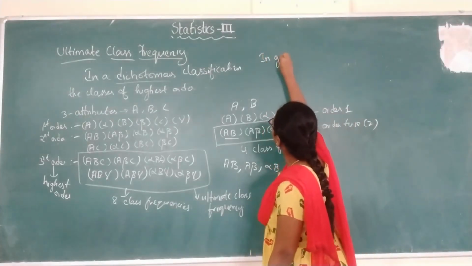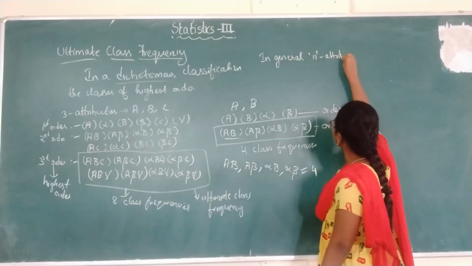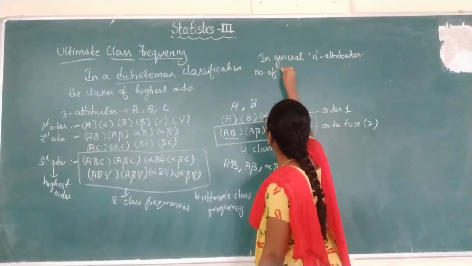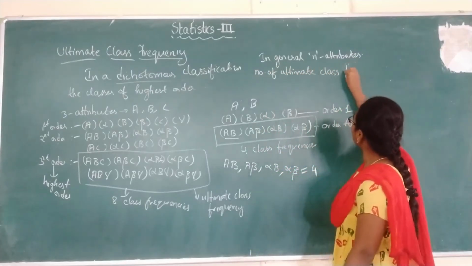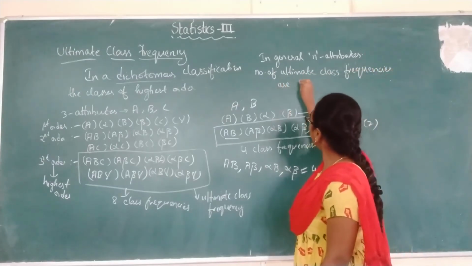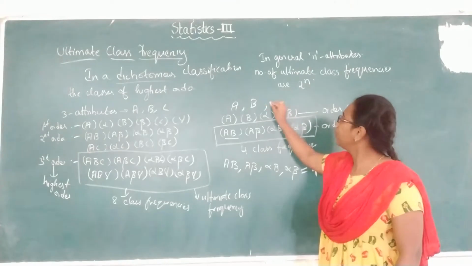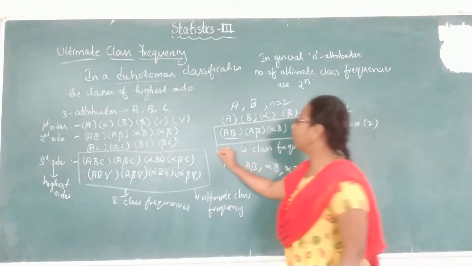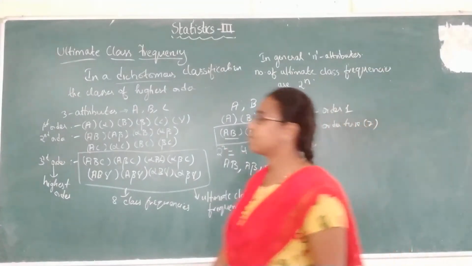So in general, whenever you have n attributes, the number of ultimate class frequencies you will be getting is 2 power n. So here, what is the n value? 2 attributes means n equals 2. So 2 square is 4. So you got a total of 4 ultimate class frequencies.